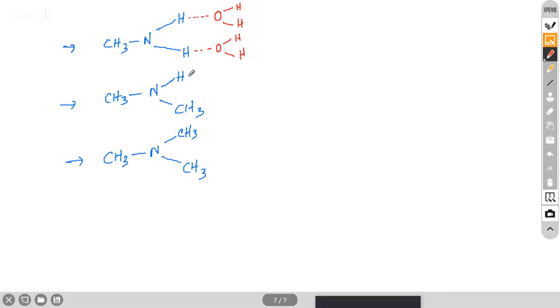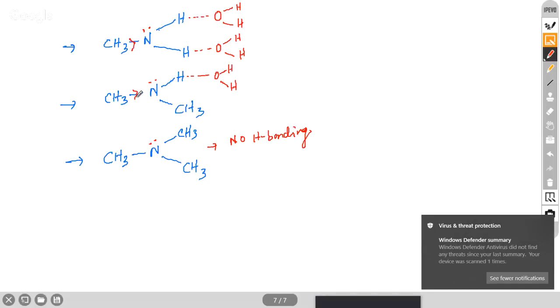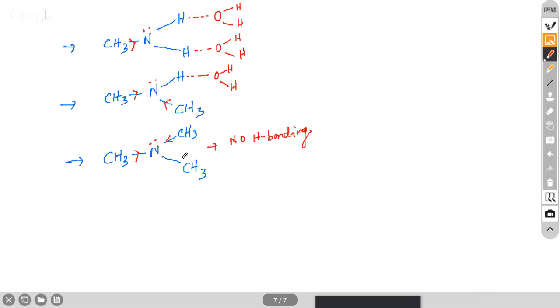And this hydrogen bonding provides what? Stability. Yes or no? This nitrogen has one lone pair. In this case, since there is no hydrogen attached to nitrogen, there is no hydrogen bonding here, right? Along with this, at the same time, this CH3 also increases the plus I nature, or electron density, on this nitrogen atom, right?